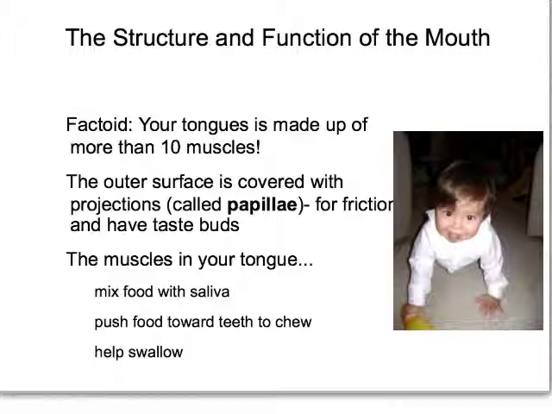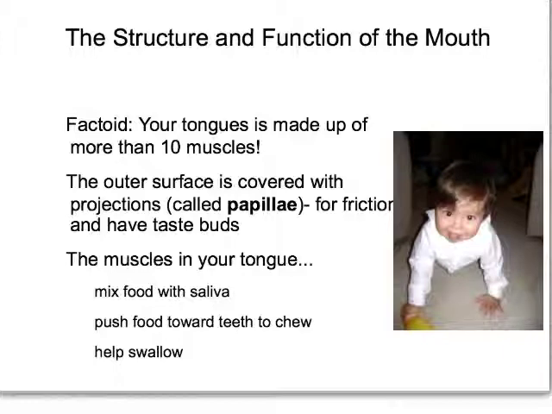The outer surface of the tongue is covered with little projections called papillae, or taste buds, is what most people usually call them. And they're there for friction, and so that you've got little nerve endings there that help you taste the food that you're actually eating.